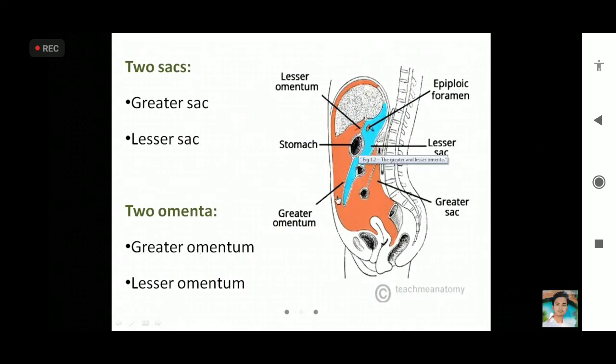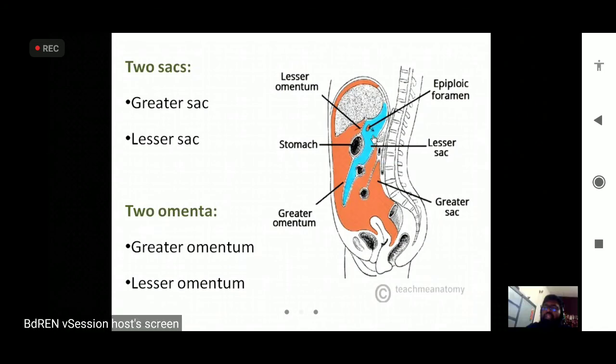আচ্ছা, এখন আসো যে এটাতে দুইটা বড় বড় স্যাক হচ্ছে, one is the greater sac, this one is the greater sac, and this blue one is the small lesser sac, and two omenta are there also. This is the lesser omentum and this is the greater omentum. আমরা এগুলো জানবো, এগুলো কি জিনিস, কিভাবে তৈরি হচ্ছে না হচ্ছে, এগুলো খুব ইজি। We will be gradually understanding these things.